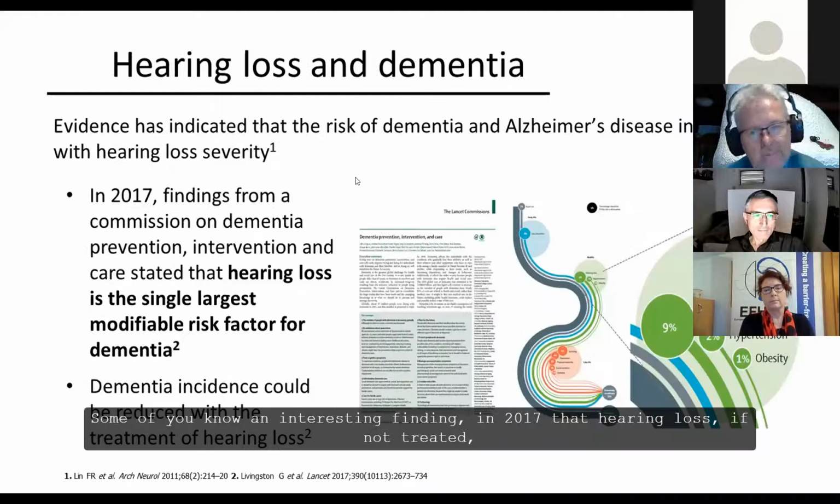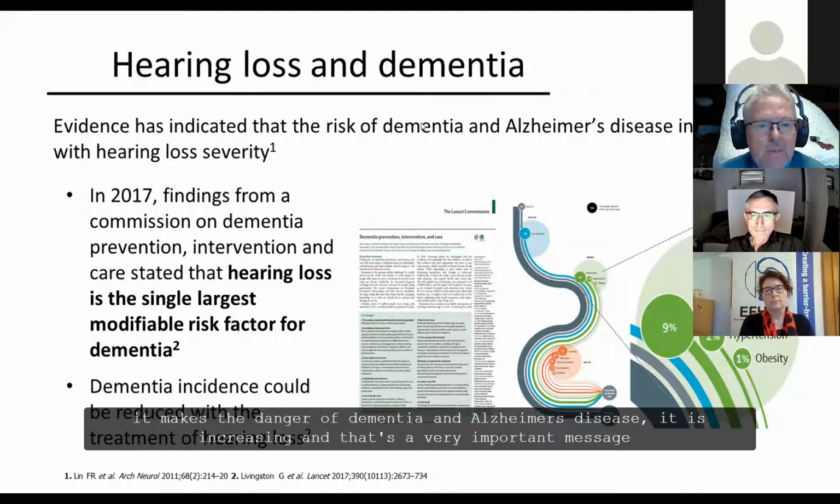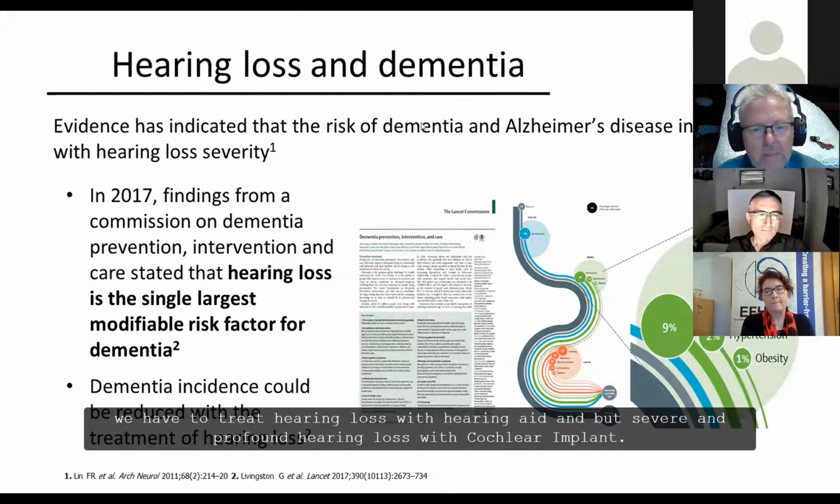And some of you know already that there's an interesting finding from 2017 that hearing loss that's not fitted increases the danger of dementia and Alzheimer's disease. And so that is a very important message, that we have to fit hearing loss with hearing aids, but severe and profound hearing loss with cochlear implants.